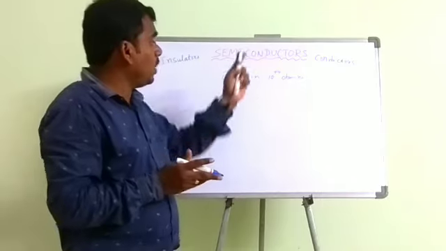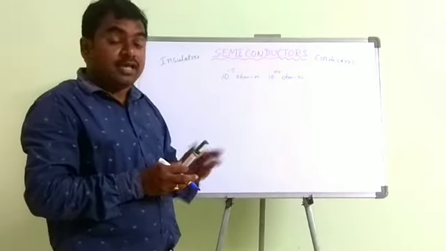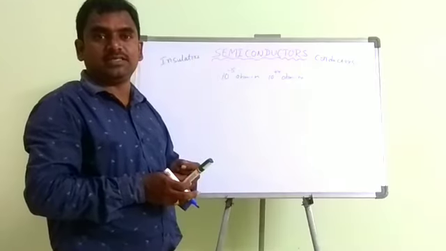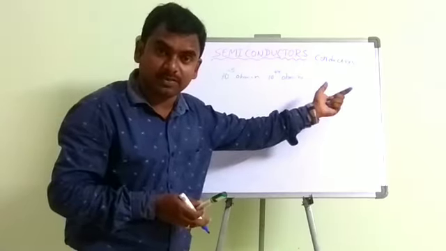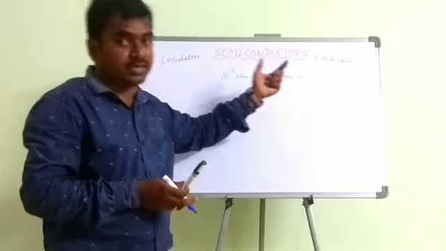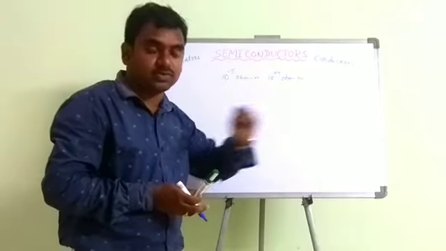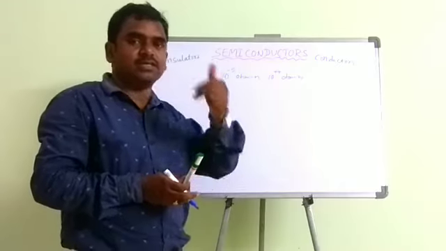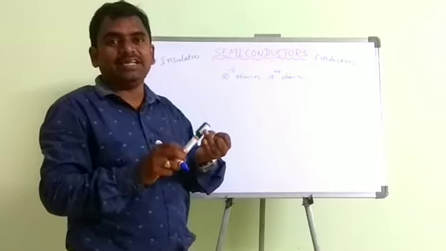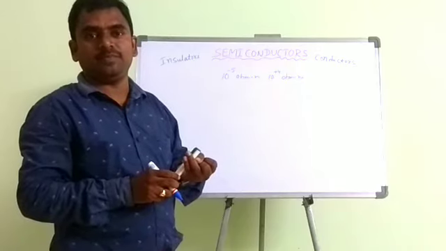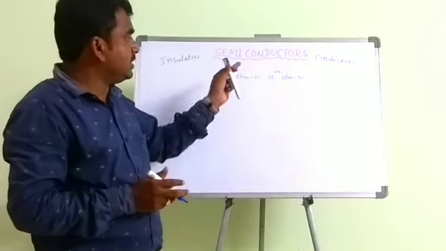First of all, we have to know about the semiconductors. We have already discussed that semiconductors are the intermediate materials whose electrical conductivity exists in between the insulators and conductors. Based on the electrical conductivity and also the energy band gap, we are classifying the materials.